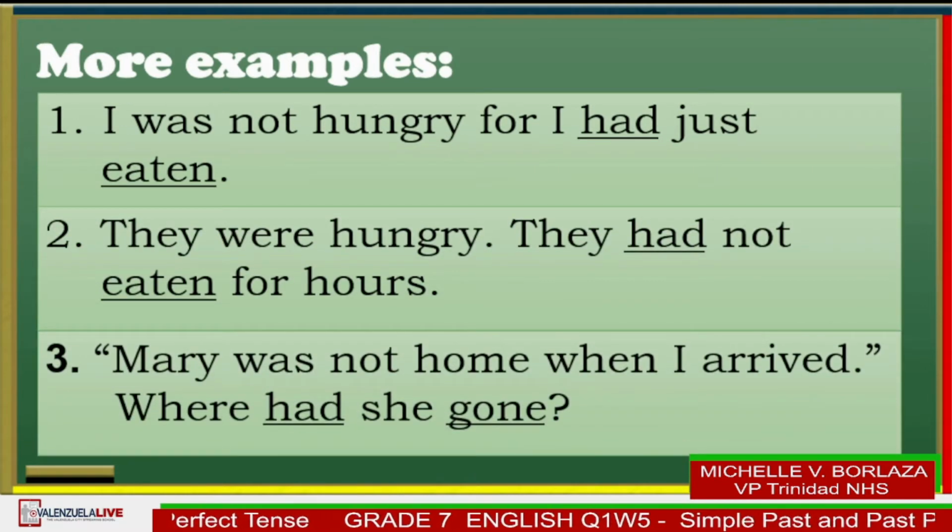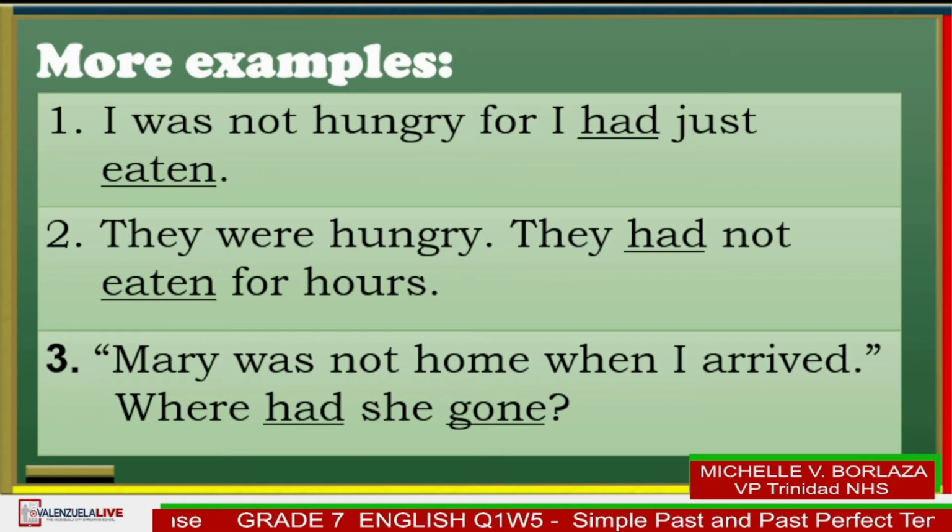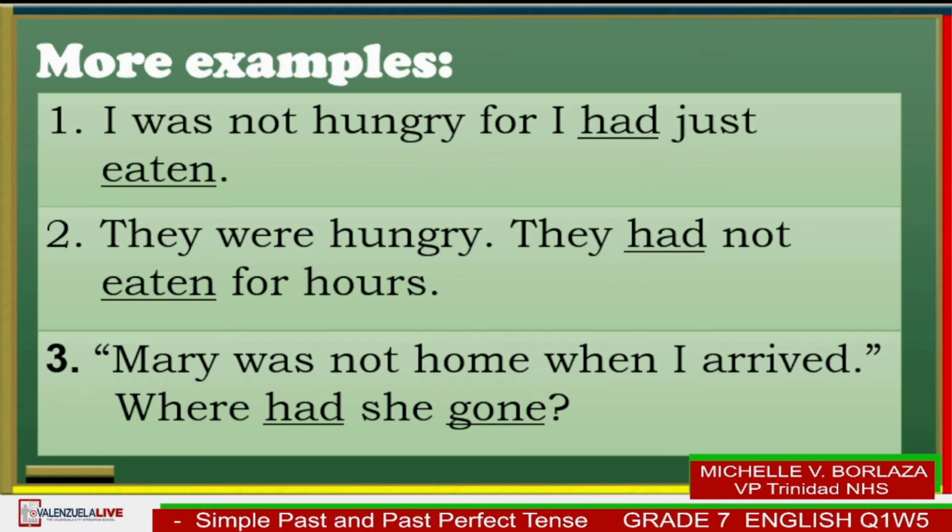Here are more examples. Sentence number 1, I was not hungry for I had just eaten. Number 2, they were hungry, they had not eaten for hours. Number 3, Mary was not home when I arrived. Where had she gone?